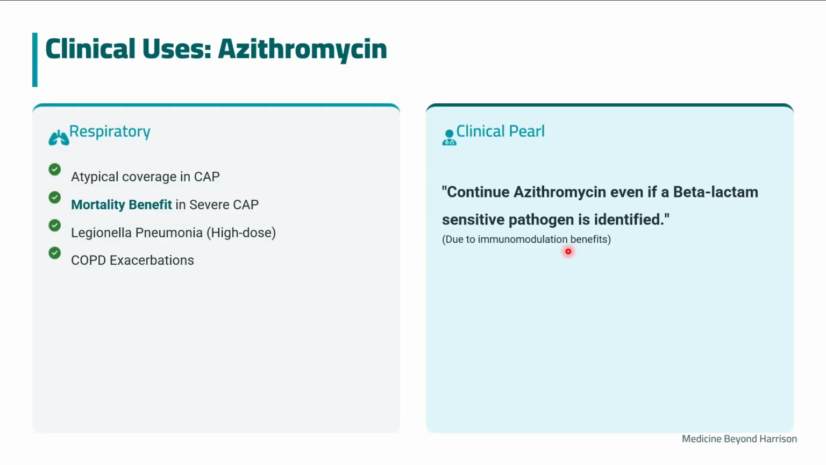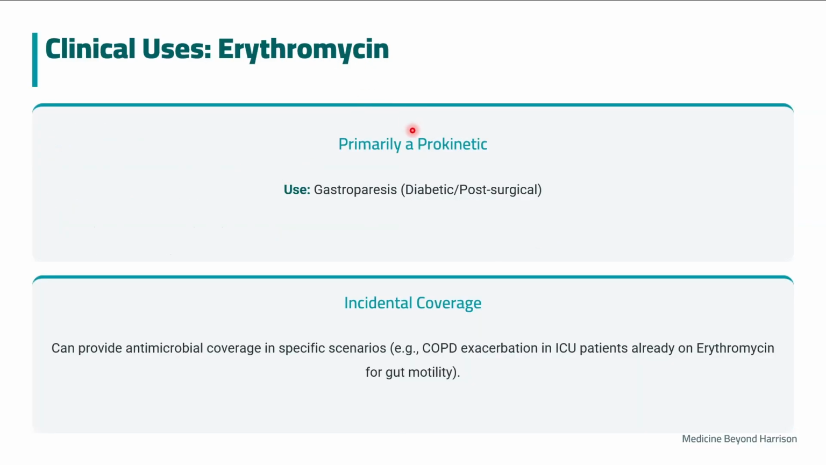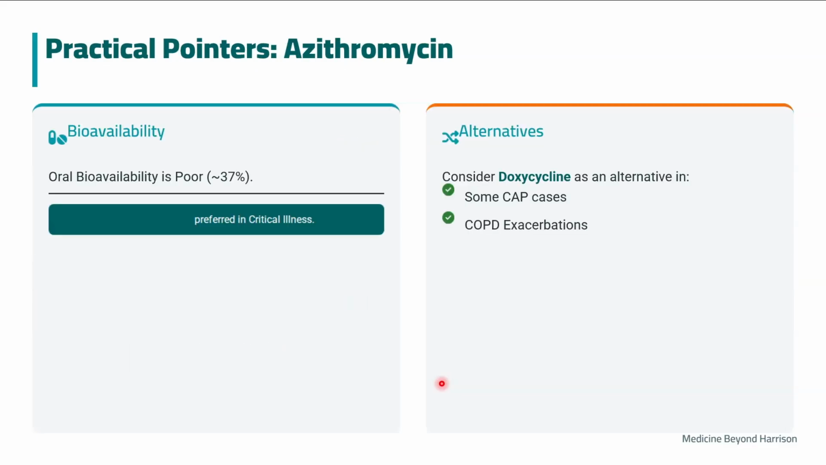So even if you identified an organism which is sensitive to a beta-lactam drug, you can always continue azithromycin along with it for community acquired pneumonia. Now, erythromycin is mainly used as a prokinetic drug for gastroparesis, such as diabetic or post-surgical. It can be used as incidental coverage, providing antimicrobial coverage in specific scenarios such as COPD exacerbation, or an ICU patient already on erythromycin for gut motility. Don't start erythromycin just for the sake of antibiotic coverage.